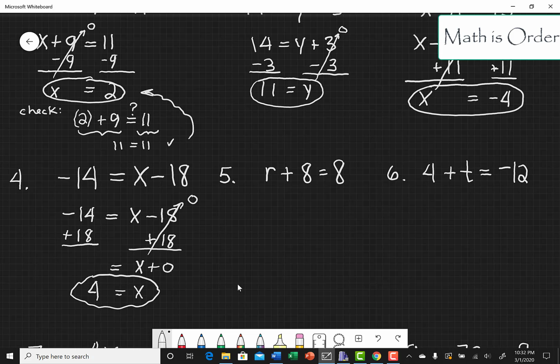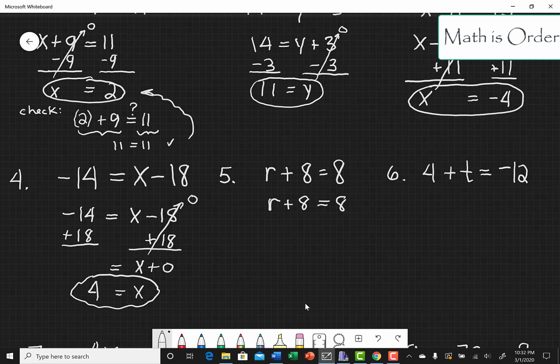All right, let's look now at number 5. This time we've got r plus 8 equal 8. This time our variable is r. And these variables can be any letter, usually a lowercase letter. So if you see Z, T, K, N, it doesn't matter. We're trying to solve for that letter. So don't get thrown off by different letters.